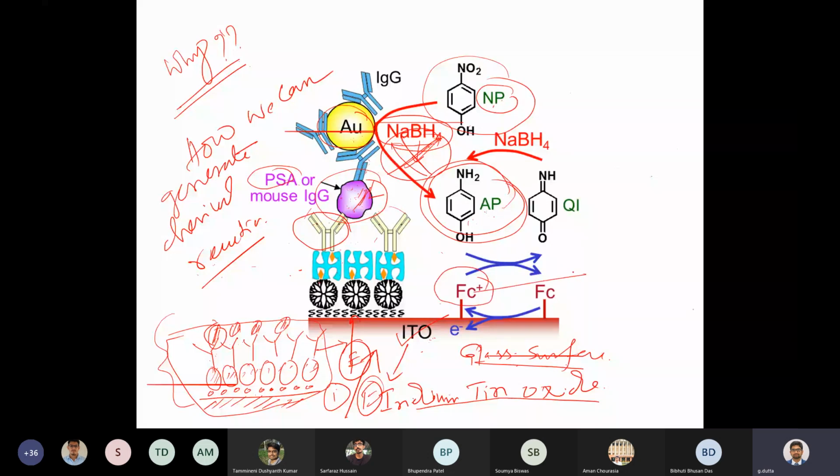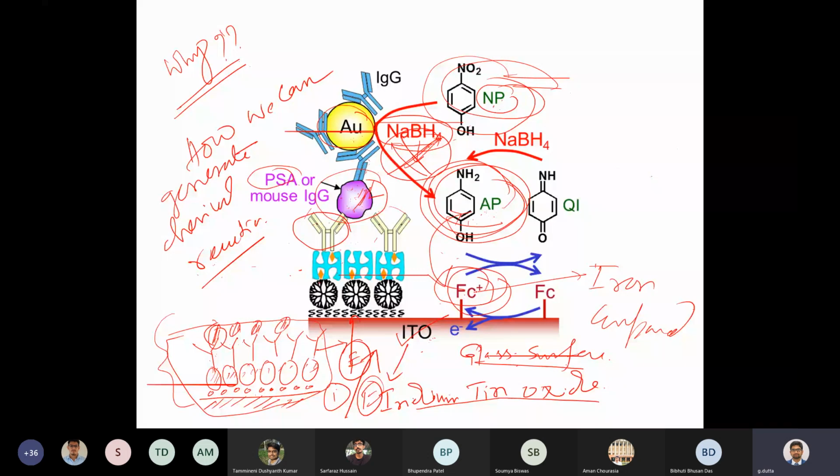FC is actually an iron compound. It is called ferrocene. So this ferrocene and AP will react together. If you have NP, meaning nitrophenol, it will not react with the FC, meaning ferrocene. But if you have AP, aminophenol, then it will react with the FC and you will get a high signal.